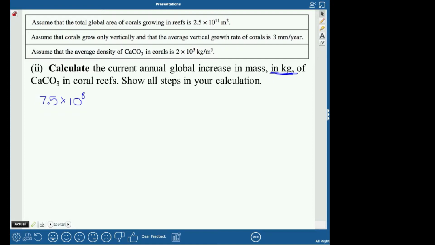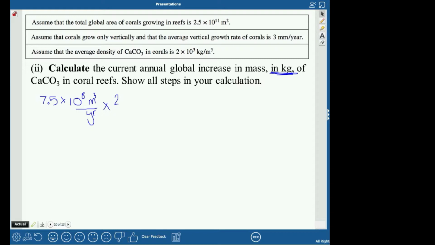Because if you get the wrong answer for part I and you need that answer for the next part, they will actually give you credit for that as long as you use it correctly in part 2. So let's say I didn't know what the answer was and I just had like 10 times 10 to the 10 or whatever. If I use that answer correctly in this part, then I would get this part correct.